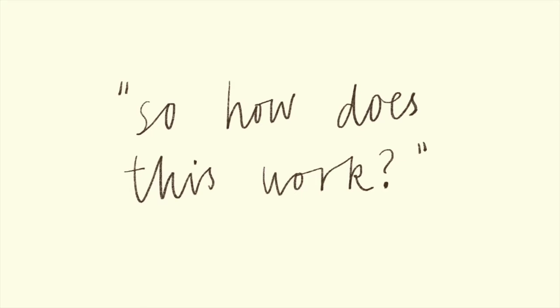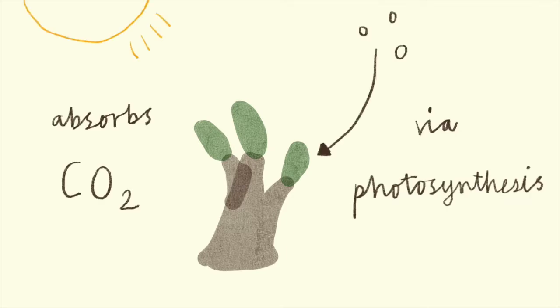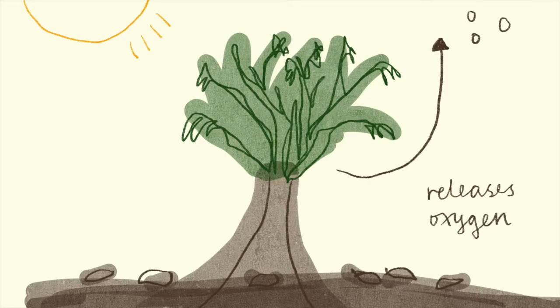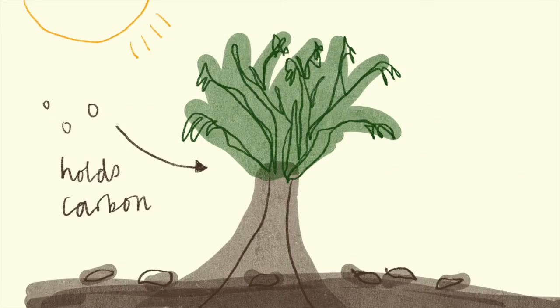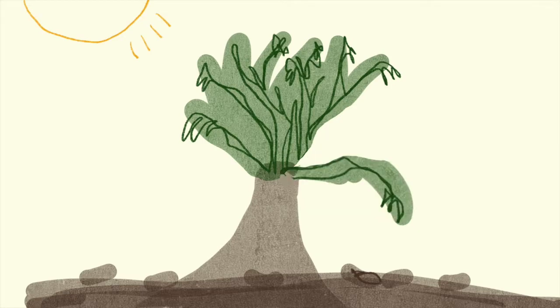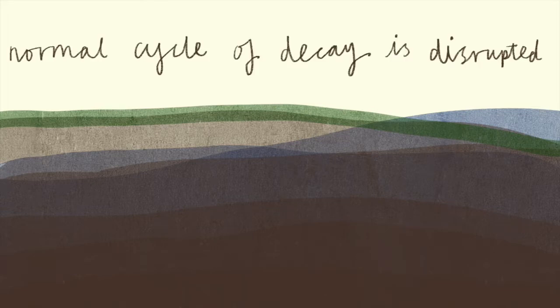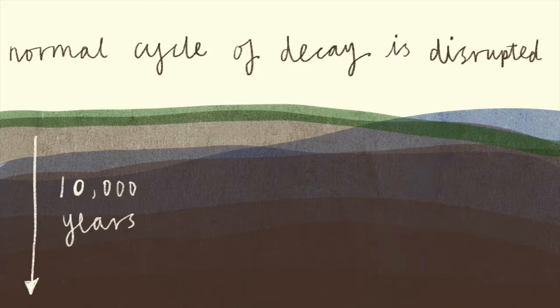So, how does this work then? Well, while a tree is growing, it absorbs carbon dioxide, or CO2, via photosynthesis. It then releases the oxygen and holds the carbon, which forms the wood, litter, and soil. The soil normally holds the carbon for a long time, but the wood and litter can release the carbon at different rates as a result of decomposition. The difference with peatlands is that, being waterlogged and lacking oxygen, the normal cycle of decay is disrupted, allowing them to store carbon for far longer periods of time.